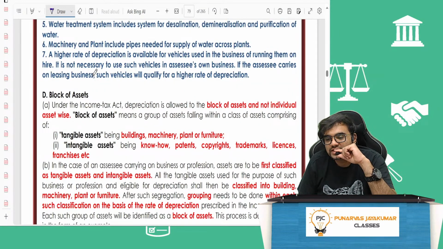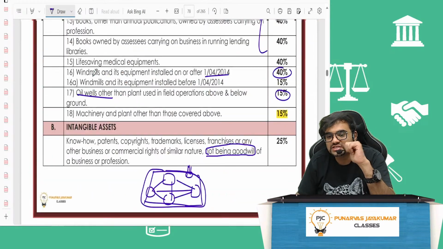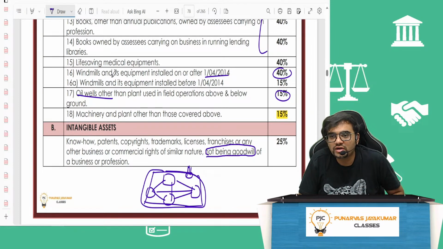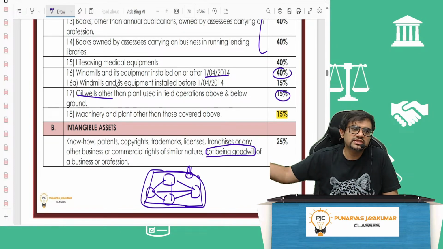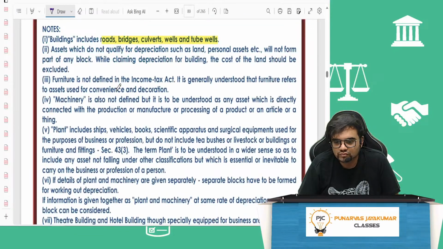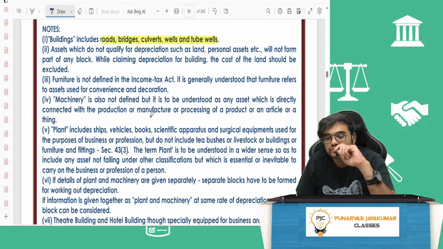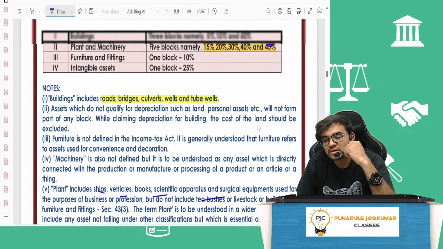So you should understand that the entire concept of assets will come together and it will be a block. Individual asset will lose its value. So it will be a block concept. In that some assets you can subtract, some assets you can add, no tension. That's what they say. Plant includes everything, ships, vehicles, books, scientific apparatus, etc.